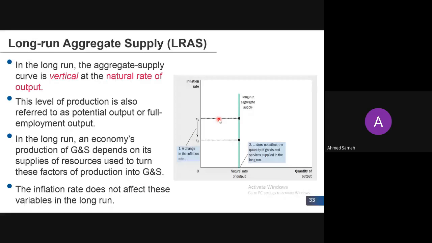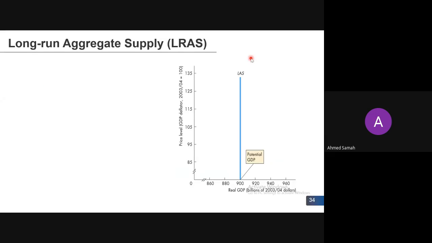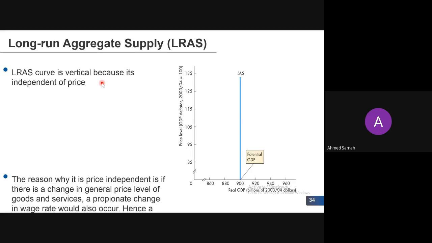So as you can see here, even though there is a change in the price level from pi 1 to pi 2, it does not affect the goods and services supplied in the long run, and it is a vertical curve. At any given price level, in the long run, the amount of aggregate supply will remain the same. So the long run aggregate supply curve is vertical because it is independent of price, as I have just said before.